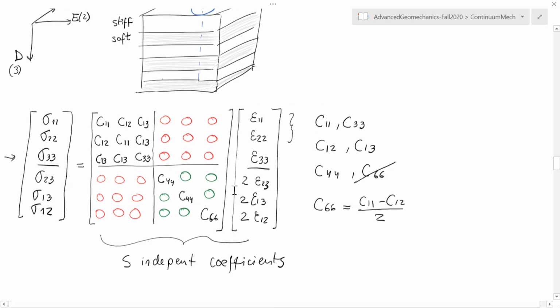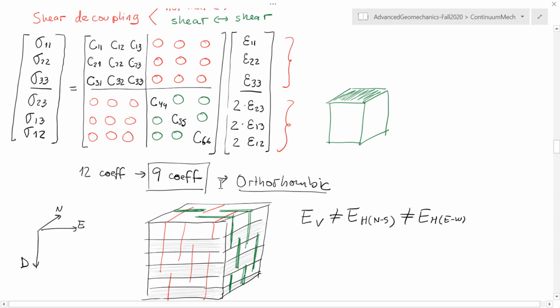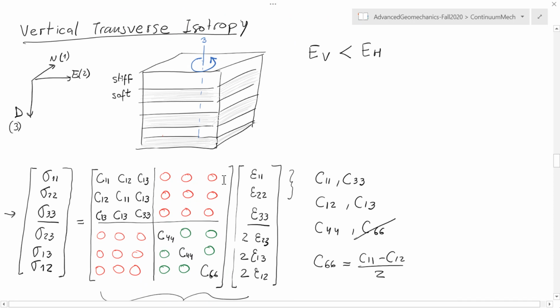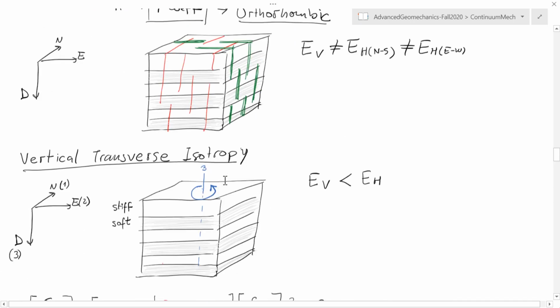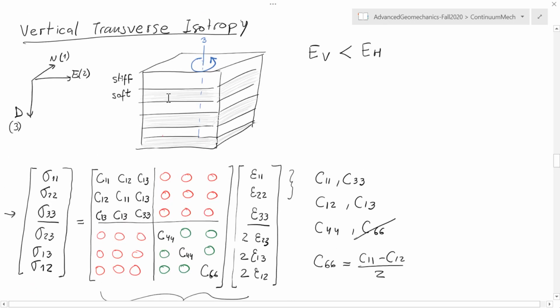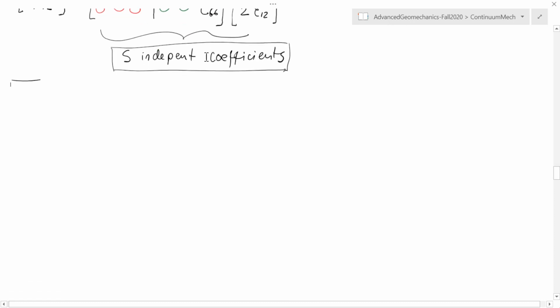All right, so notice that we have gone from a very complex case, which is the orthorhombic case, to the vertical transverse isotropic case. And before we had 9 independent coefficients, now we have 5. We're going to go one more level of simplicity, and we're going to make this cube have the same properties in all directions. And this is simply called isotropy.